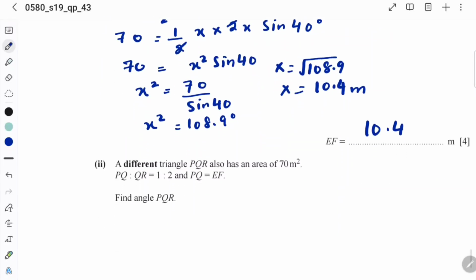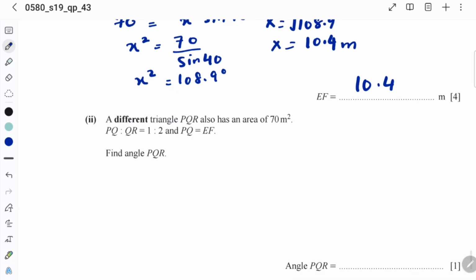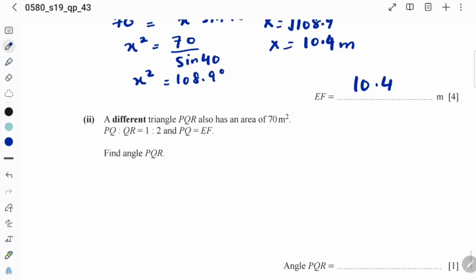The next part: a different triangle PQR has also an area of 70 square meters. PQ to QR is 1 to 2. PQ is equal to EF, and find the angle PQR here. So it's just a 1 mark question here.